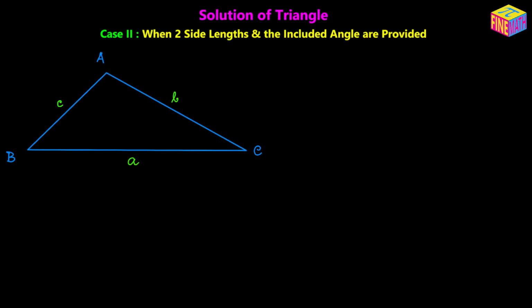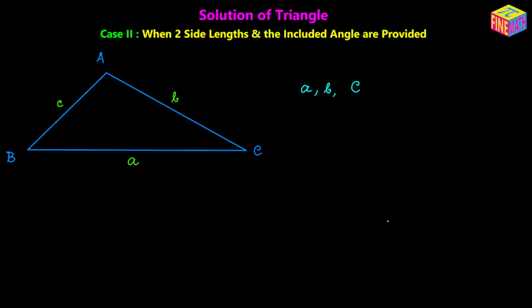Now let's suppose we have a triangle ABC as you can see in the diagram. Now for this triangle, let's say we have been provided with the side lengths a and b, and the included angle, which is the angle between the sides BC and AC, that is the angle ACB, denoted by uppercase C. So those are the 3 attributes that have been provided, and we have been asked to find out the 3 other attributes of this triangle.